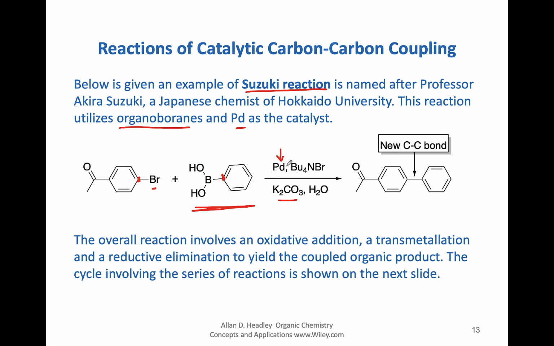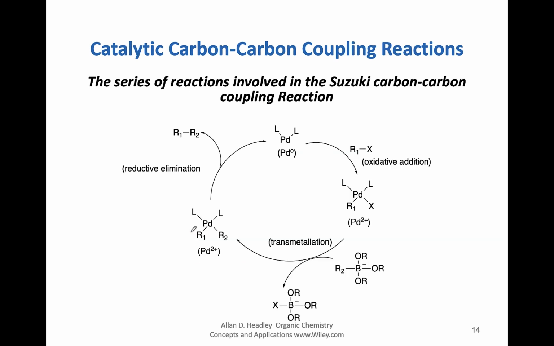So of course the palladium here is palladium 0. And when the reaction is done, it's regenerated. So the type of reactions that are involved here, as we'll see in the next slide, will be our oxidative addition, transmetallation, a different type, and reductive elimination. Notice here that the beta elimination is not a part of this cycle. Let's see what the cycle looks like. Here it is for the Suzuki carbon-carbon coupling reaction.